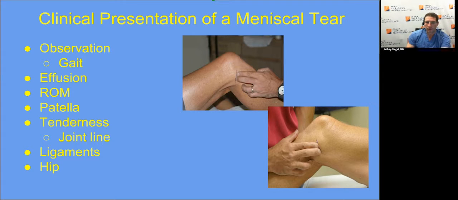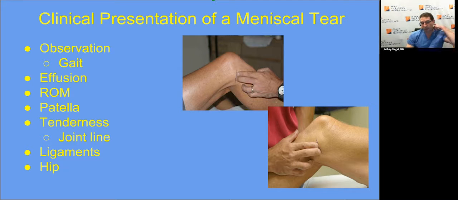And then an effusion is the first thing I'll try to detect. Although a large effusion you can see, a subtle effusion is more of a feel. I'll do this by trying to balloon the patella and milk the fluid, which usually sits in the suprapatellar pouch above the knee, and push it down towards the joint line. And sometimes you can feel fluid in the knee that way.